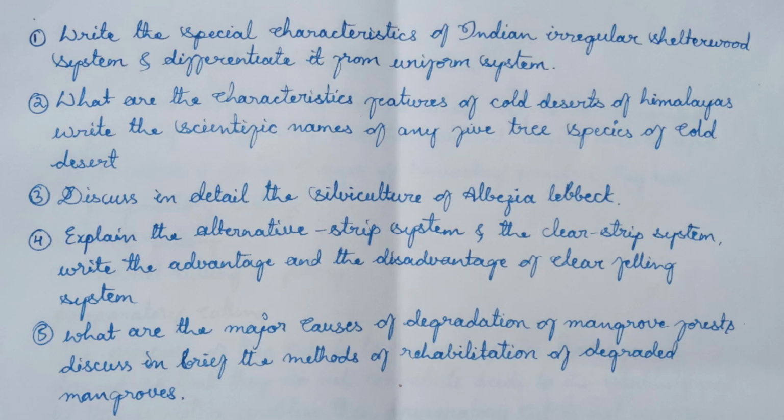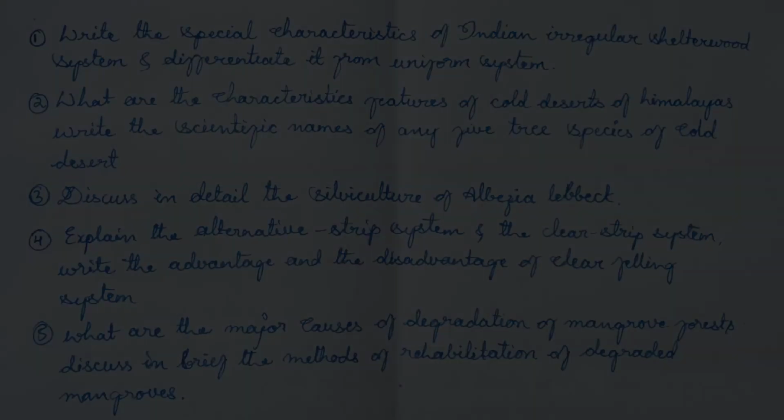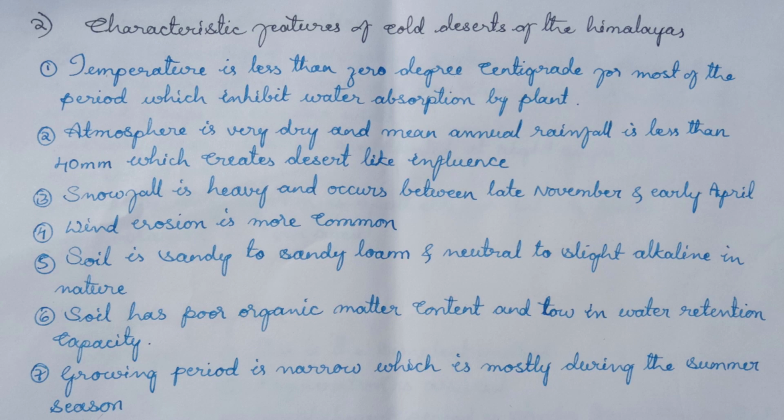Coming to the second question, what are the characteristic features of cold deserts of the Himalayas? Write the scientific names of any 5 tree species of cold desert. Now, the characteristic features are listed as follows. The first one, temperature is less than 0 degrees centigrade for most of the period, which inhibits water absorption by plants. Second one, the atmosphere is very dry and mean annual rainfall is less than 400 millimeters, which creates a desert-like influence.